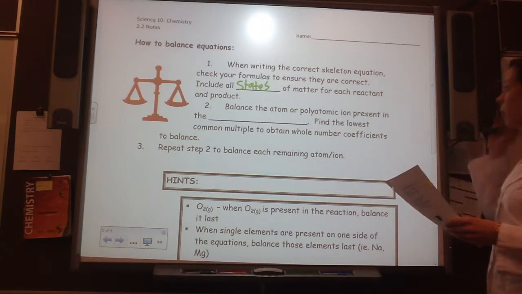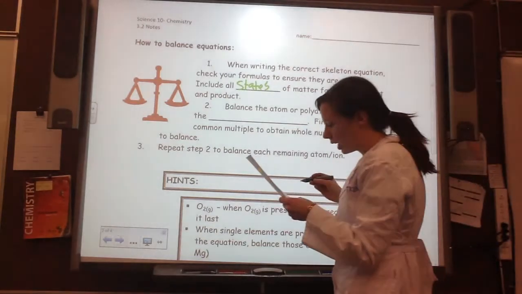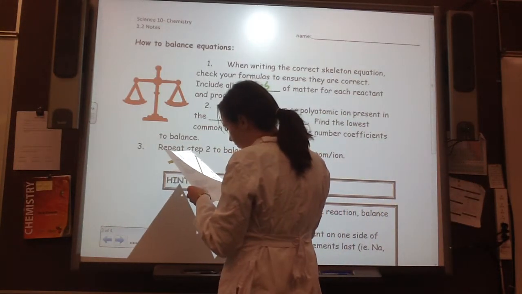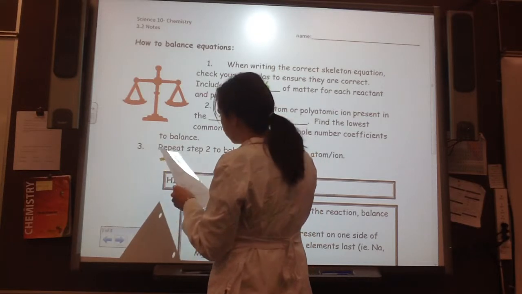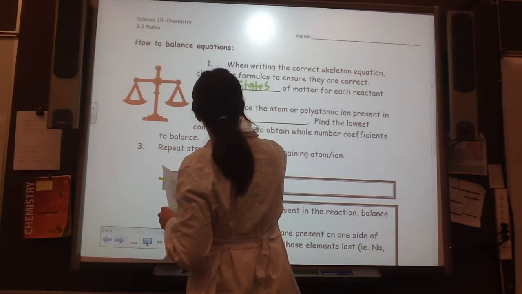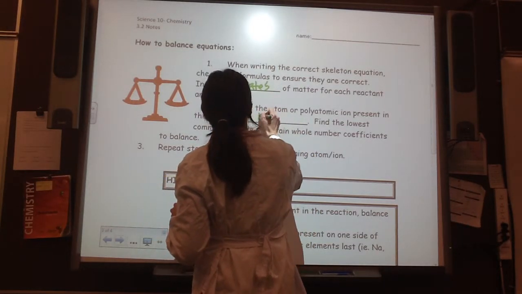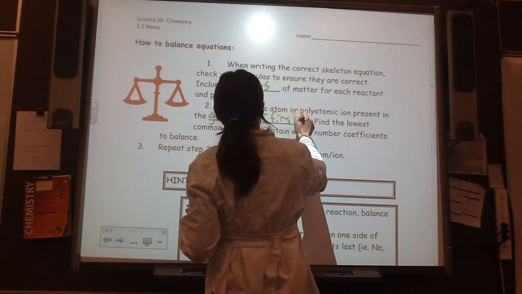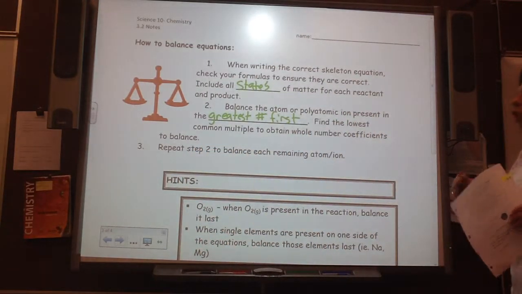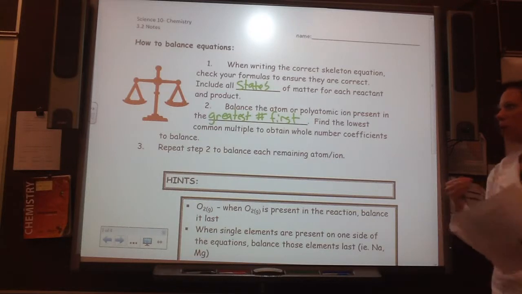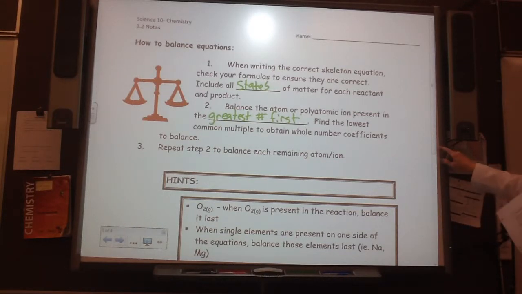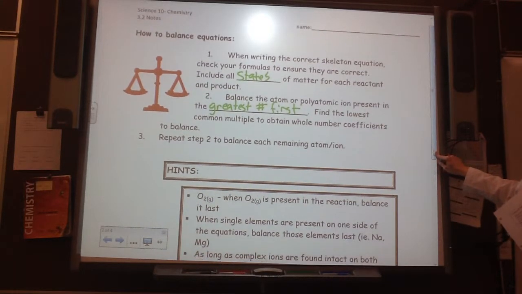Then balance the atom or polyatomic ion present in the greatest number first. Find the lowest common multiple to obtain whole number coefficients. And you just keep repeating that. Sometimes you'll change something and it will throw other things off and you kind of have to keep going.